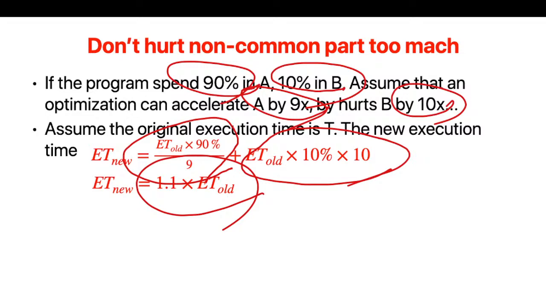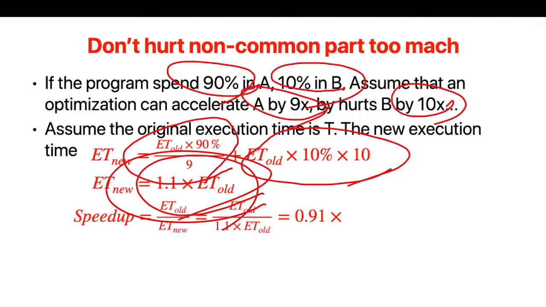So previously, you saw that GPU is really effective. However, a side effect that people always forget is that when you use GPUs, you have to copy data from your host computer to the GPU memory. And if your algorithm is not going to speed up more than the side effect, then you are not going to get any benefit from it. Right, so that's another thing you have to be really careful about. Don't hurt the non-common part too much.